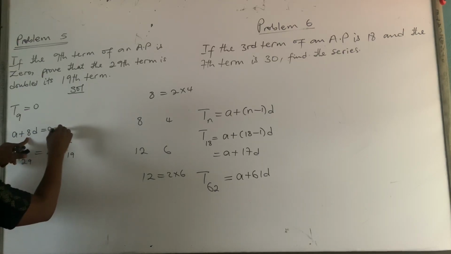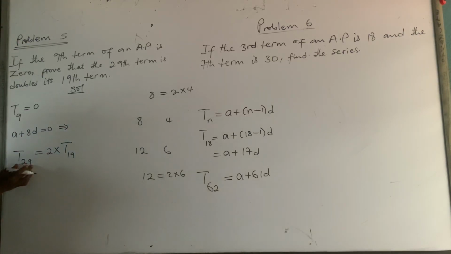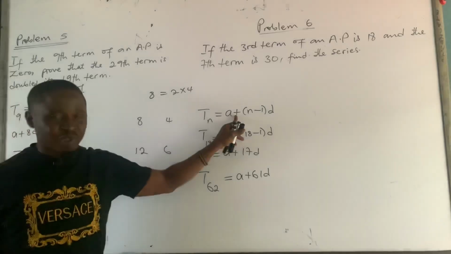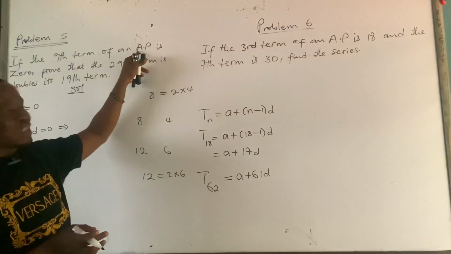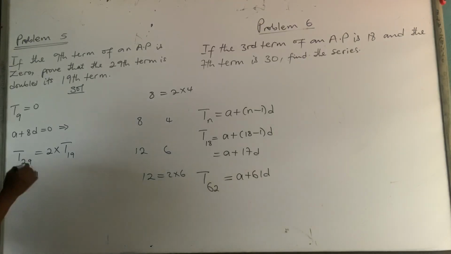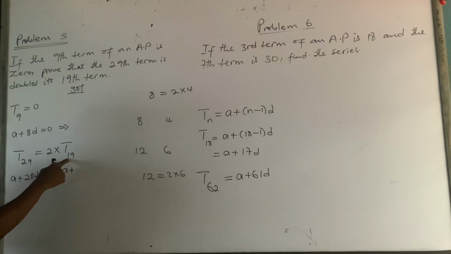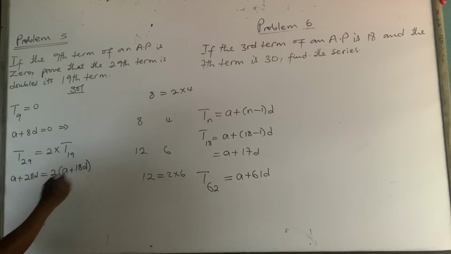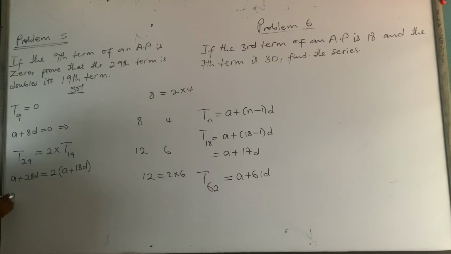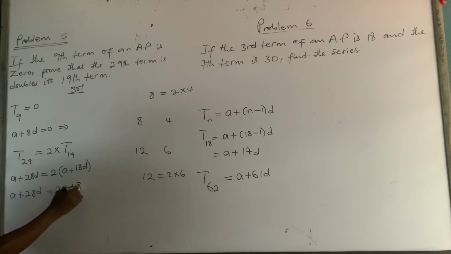But for this one that is given here, let us hang on. The 29th term: we say a plus 29 minus 1, 28, so we say 28d. Mind you, all this is working for AP. The nth term formula is only meant for the arithmetic progression. So this is equal to 2 times the 19th term, which is a plus 19 minus 1, 18d. So we say a plus 28d equals 2 times a, 2a, plus 2 times 18d, 36d.